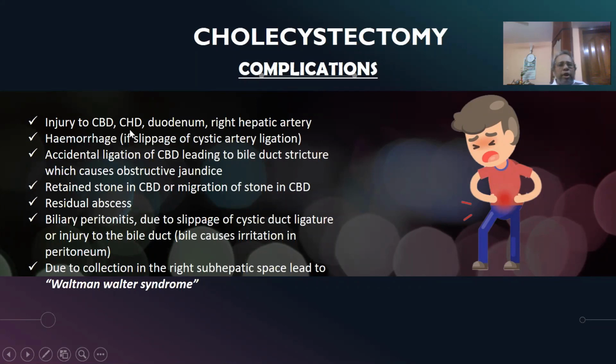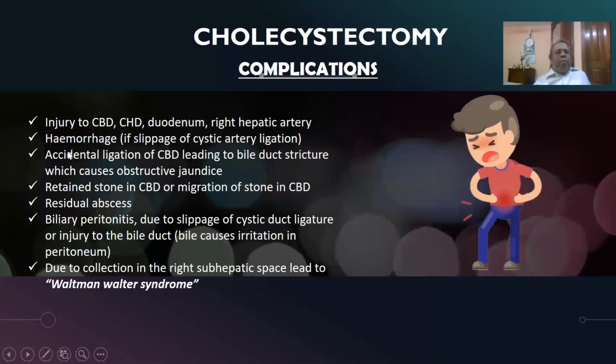And an important thing is, during the operation time, you look, there may be more hemorrhage. Or after the operation, when you recover the patient and shift the patient from the operation theater to the post-operative ward, there is a chance of hemorrhage maybe. That hemorrhage may be due to slippage of the cystic artery. The artery which you ligated becomes slipped during the post-operative period, and profuse hemorrhage may happen.